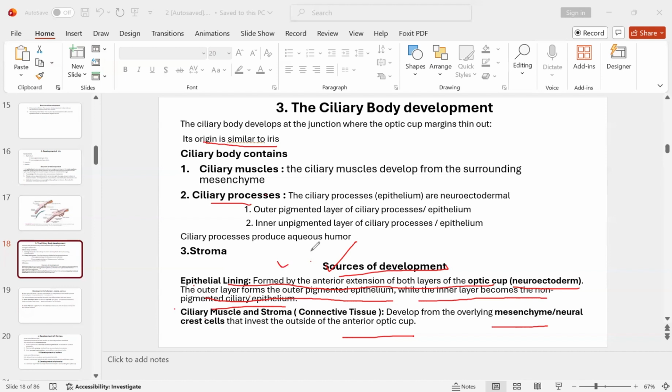So these are the two sources of development for ciliary body. And what these sources are: number one, neuroectoderm, which is giving rise to the ciliary processes or ciliary epithelium. And the second source of development is mesenchyme, which is giving rise to the ciliary muscles and stroma of the ciliary body. So this was today's lecture.